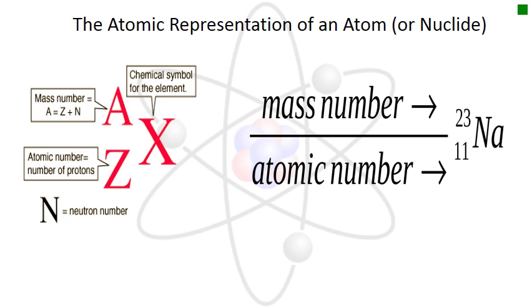The atomic representation of an atom, or nuclide. We write the chemical symbol of the atom. A is the mass number and Z the atomic number. A on the upper left side with Z on the lower left side. So this is how we should write it. This is an example for sodium, Na. Na is the symbol of sodium. 11 is the atomic number Z. 23 is the mass number.